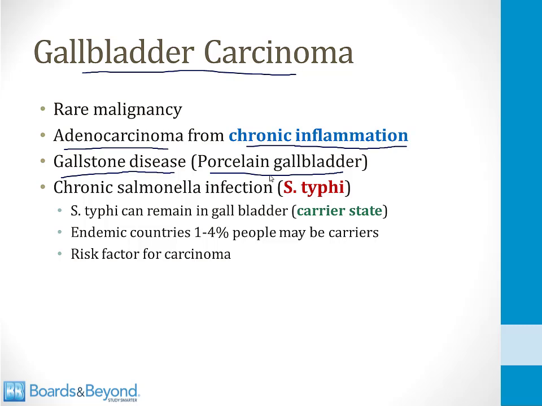A second way you can get gallbladder cancer that you should definitely know for step 1 is from chronic salmonella infection. Salmonella typhi can remain in the gallbladder in what's called a carrier state. These patients are asymptomatic, but Salmonella typhi is hiding in their gallbladder. And in endemic parts of the globe, 1 to 4% of people may be carriers and not know it. And these carriers of Salmonella are at risk for gallbladder carcinoma.